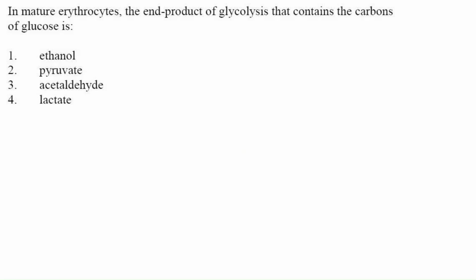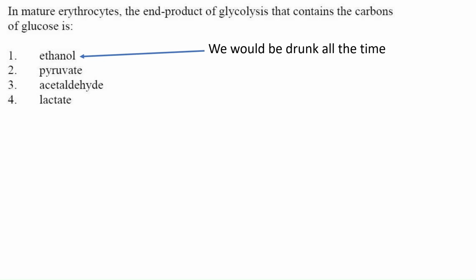Now, second question. In mature erythrocytes, the end product of glycolysis that contains the carbons of glucose is option 1, ethanol, option 2, pyruvate, option 3, acetaldehyde, and option 4, lactate. Now let's consider these answers one by one. First is ethanol. Now, if this was true, we all would be drunk all the time, but that doesn't happen, and not naturally at least. So, option 1 is wrong.